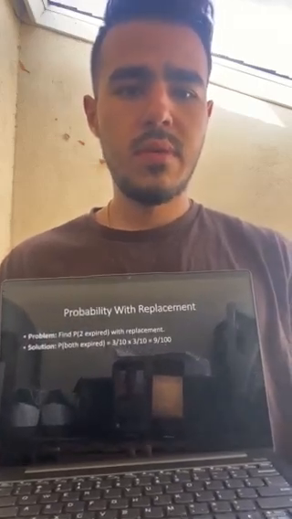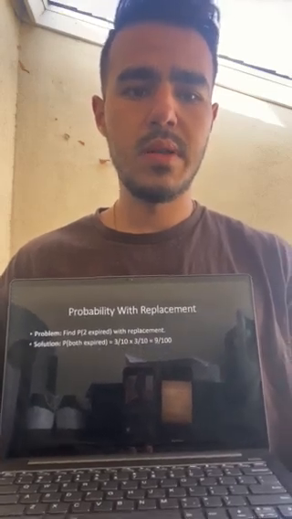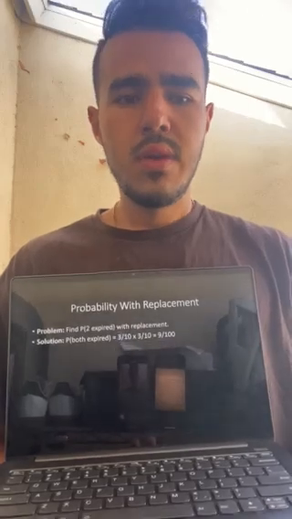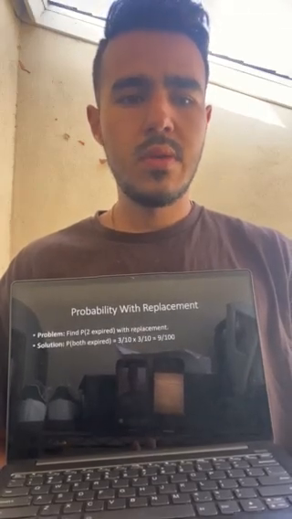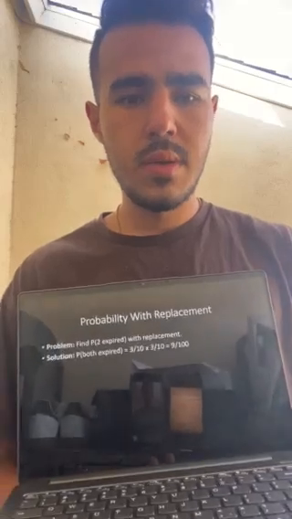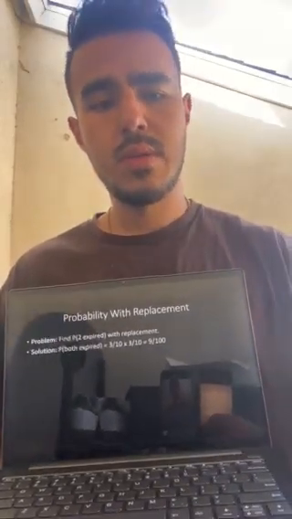So the probability of the first card being expired is 3 out of 10, and the probability of the second card being expired is also 3 out of 10. Multiplying these probabilities, we get 3 over 10 times 3 over 10, which equals 9 over 100. Notice how the probability changes when we select with replacement compared to without replacement.